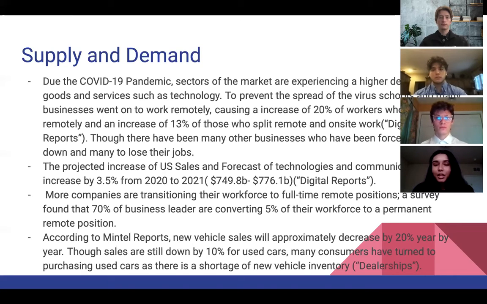Another sector of the market that, instead of experiencing higher demand, has experienced a decrease in demand is the vehicle sector. They have experienced a decrease of 20%. New vehicles and used vehicles have experienced a 10% decrease, but many customers have decided to buy used cars as there is a shortage of new vehicle inventory.